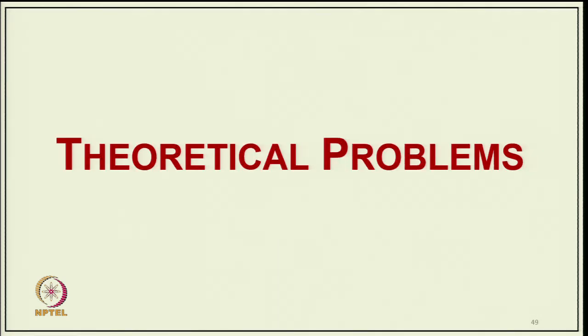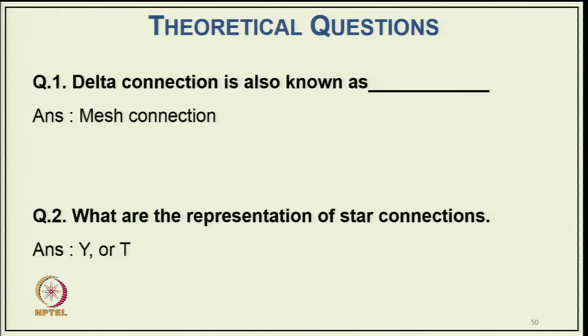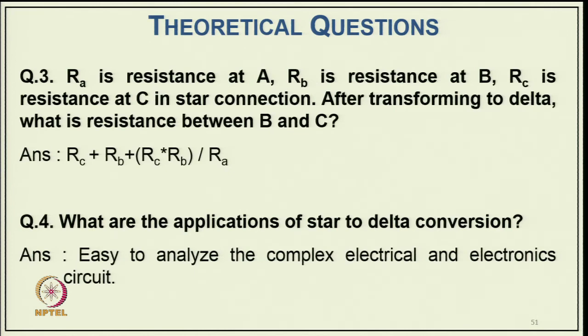Now, coming to the theoretical problems based on this. Just as a summary, the delta connection is also known as a mesh connection, and the star connection is also known as a Y or T connection. R A is the resistance at A, R B is the resistance at terminal B, and R C is the resistance at C in a star connection, and after transforming to delta, what will be the resistance between B C?